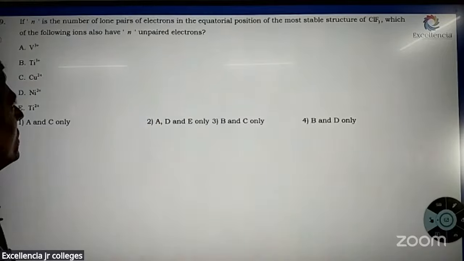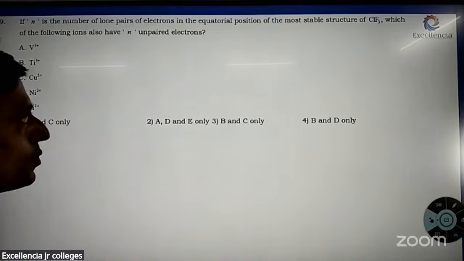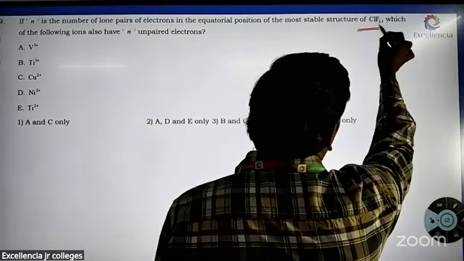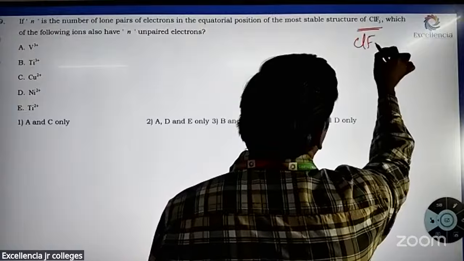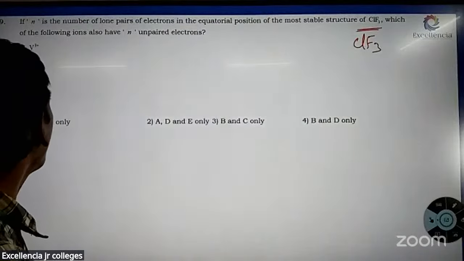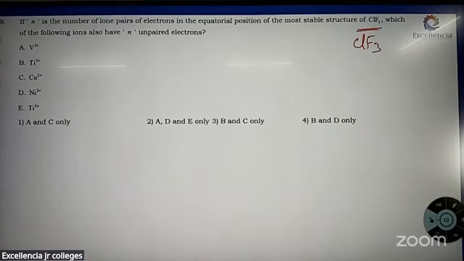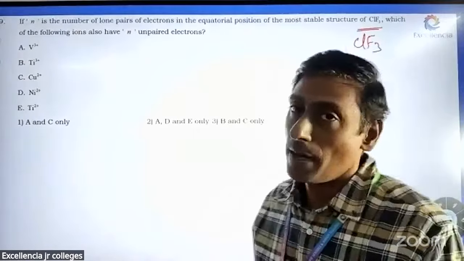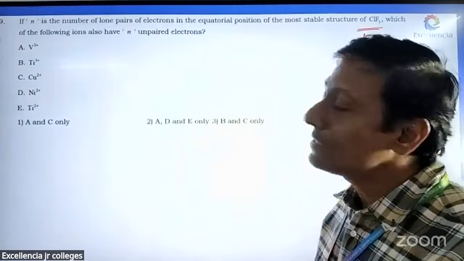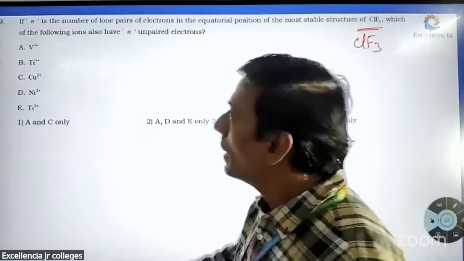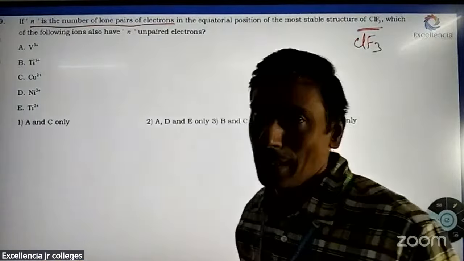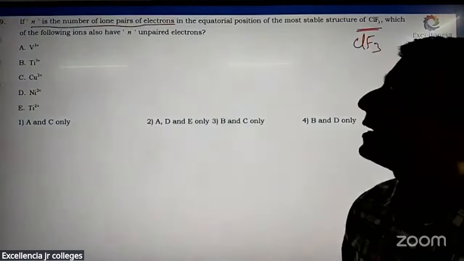Next. Again, see, if N is the number of lone pairs of electrons in the equatorial position of the most stable structure of ClF3, which of the following ions also have N unpaired electrons? It looks like a simple question, but see the words, the terminology, properly. N is the number of lone pairs of electrons, they said.